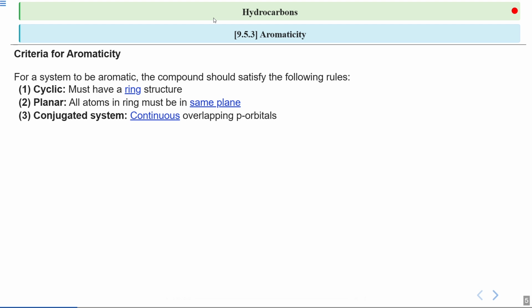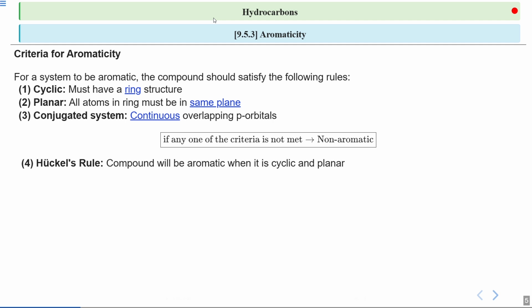The third criterion is having a conjugated system. So this must be present. There must be a continuous overlapping of orbitals around the ring, allowing electrons to delocalize. In simple terms, the electrons aren't stuck between just two atoms in a ring. They can move all the way around the ring, which increases stability by increasing the delocalization. Note, if any one of the criteria is not there in the compound, then the compound would be considered non-aromatic. So the above three criteria must be satisfied for a compound to be aromatic.